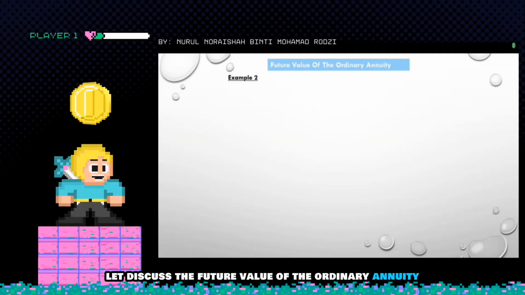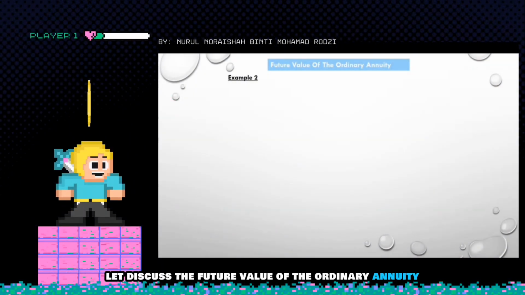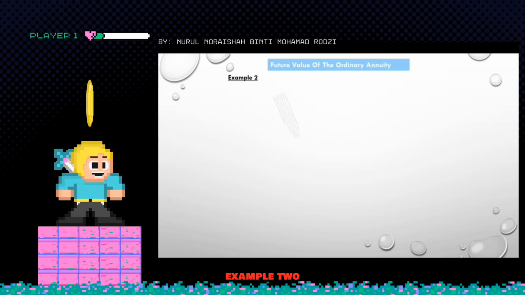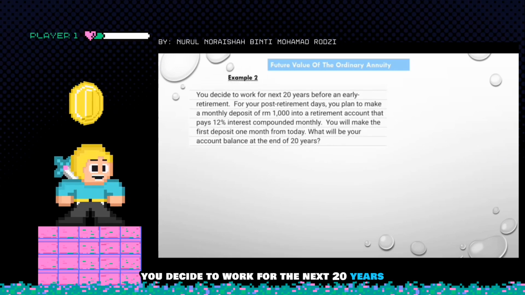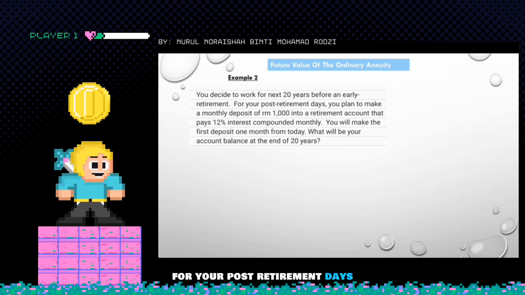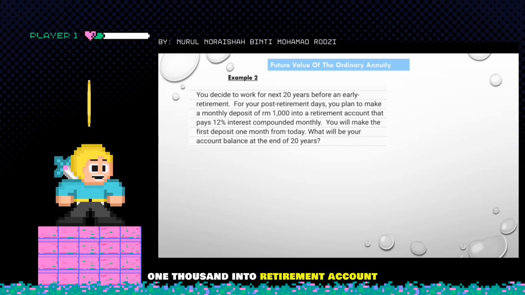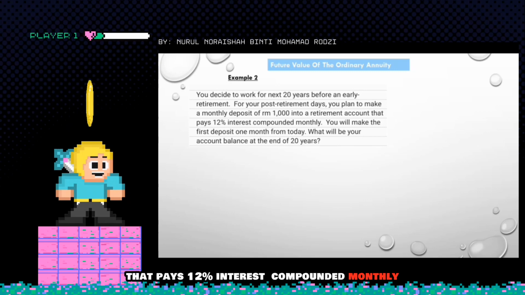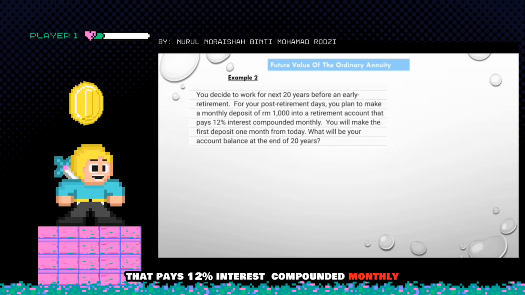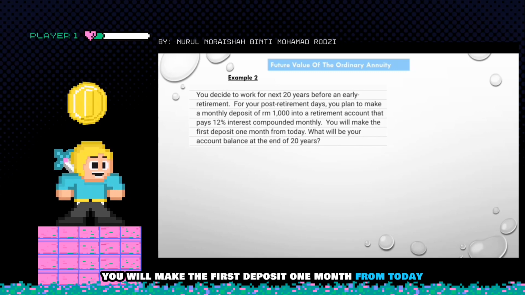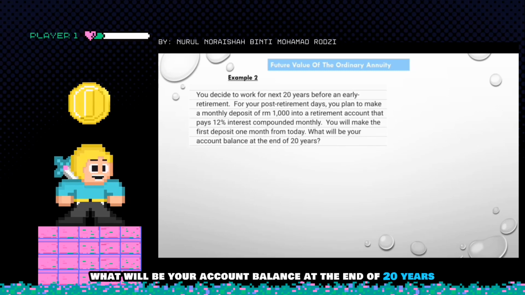Let's discuss the future value of the ordinary annuity, example 2. You decide to work for the next 20 years before an early retirement. For your post-retirement days, you plan to make a monthly deposit of RM 1,000 into a retirement account that pays 12% interest compounded monthly. You will make the first deposit 1 month from today. What will be your account balance at the end of 20 years?